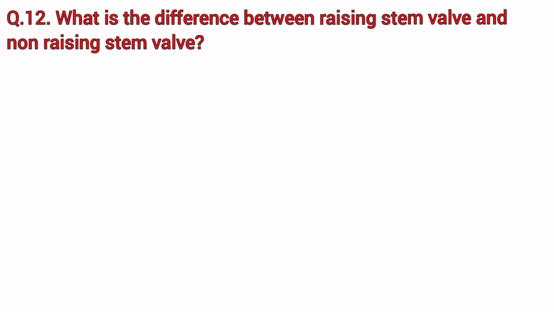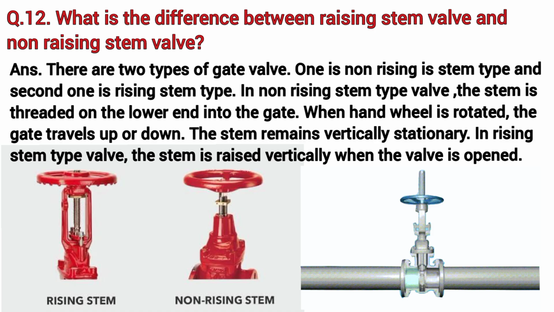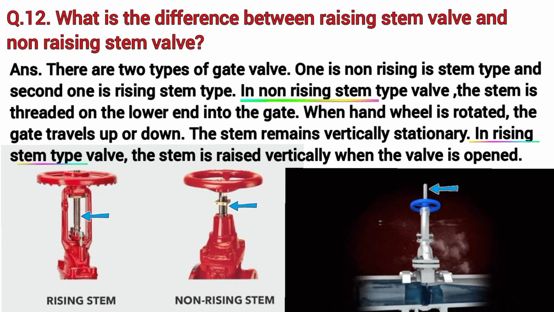What is the difference between rising stem valve and non-rising stem valve? There are 2 types of gate valve. One is non-rising stem type and the second one is rising stem type. In non-rising stem type valve, the stem is threaded on the lower end into the gate. When the hand wheel is rotated, the gate travels up or down. The stem remains vertically stationary. In rising stem type valve, the stem is raised vertically when the valve is opened.